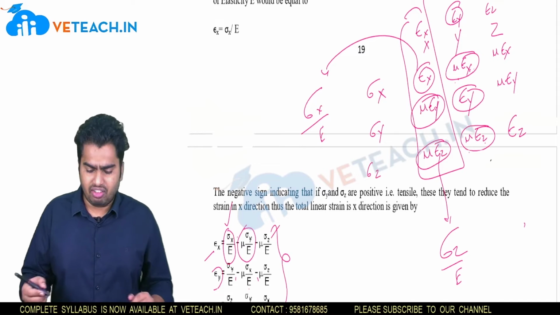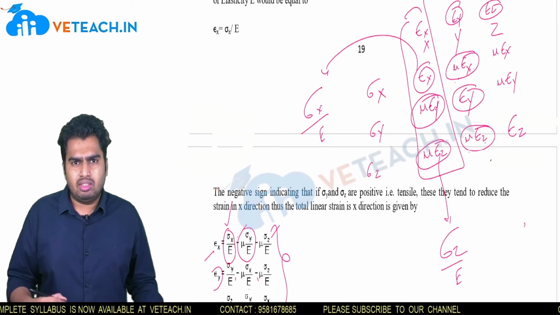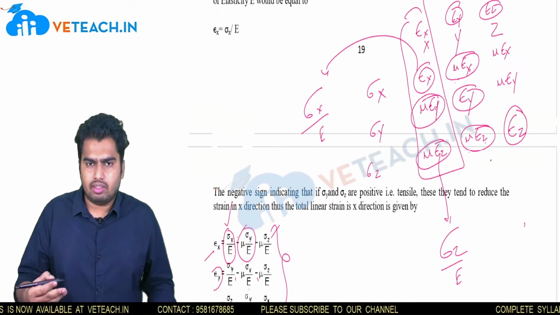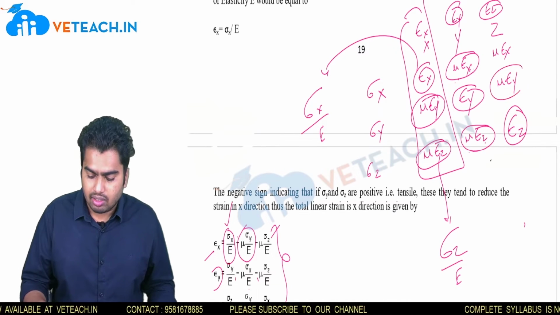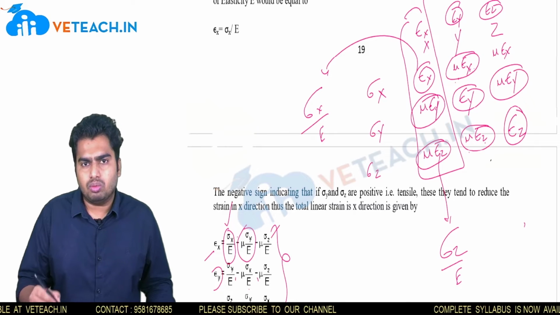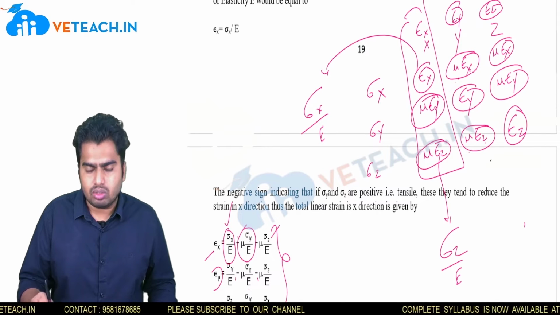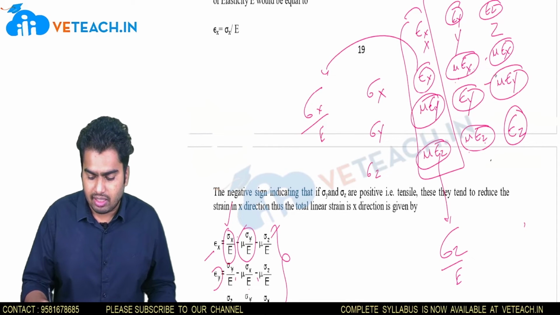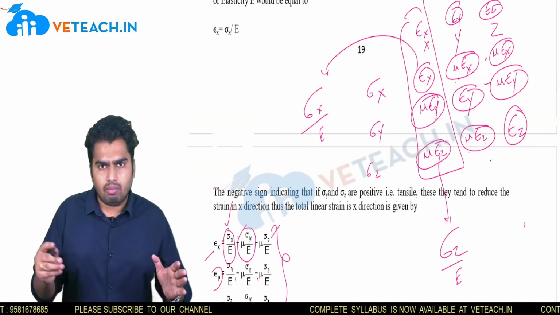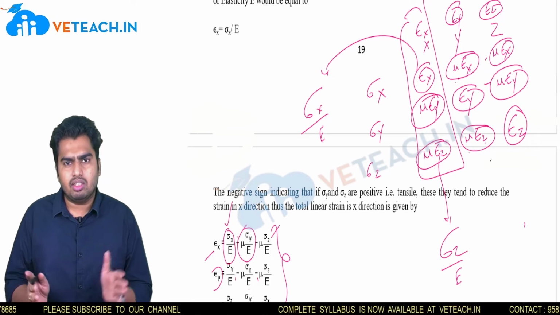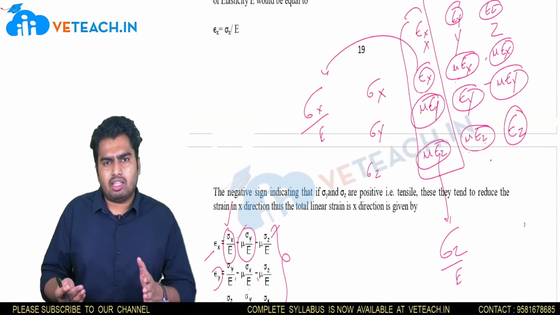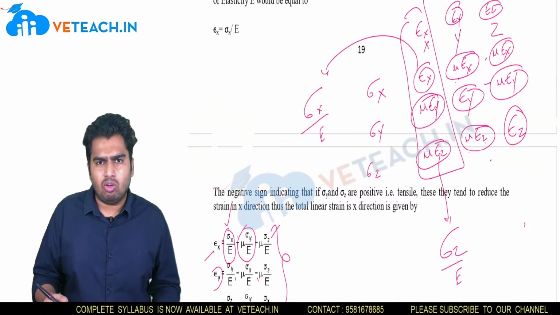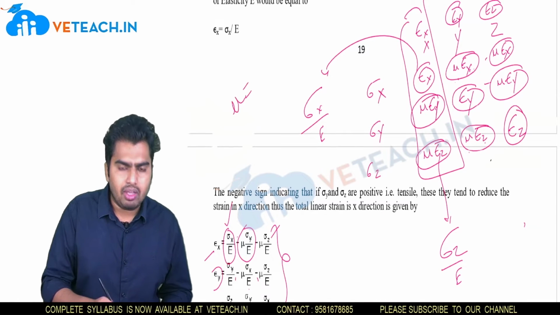And similarly, if I want to find the strain for z direction, I have to add epsilon z, that is sigma z by E, and I have to subtract mu epsilon y, that is mu sigma y by E, and mu epsilon x, that is mu sigma x by E. There will be minus signs for these. Why? Because there will be some decrease in dimension in y and x directions when you are applying stress in z direction.